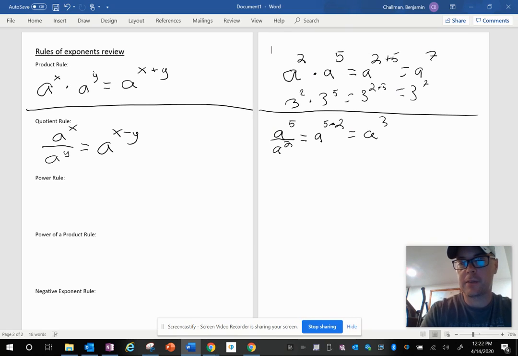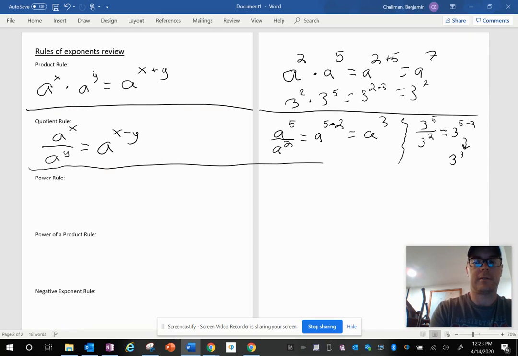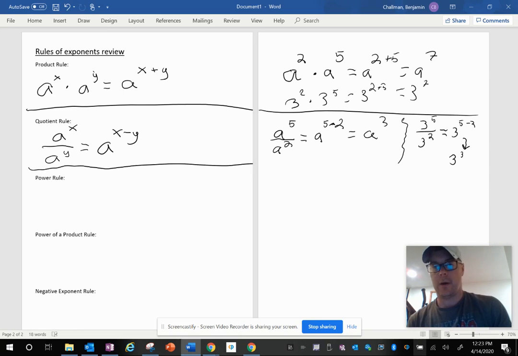Now, if I did this using an actual number for the base value, it's the same thing as up here. So I'm just going to write it over here like this. We'll go 3 to the fifth power divided by 3 to the second power. That should equal 3 to the 5 minus 2, which is 3 to the third power. Okay, so that one's pretty easy. Just like the last one, we're just subtracting the bottom exponent from the top one.